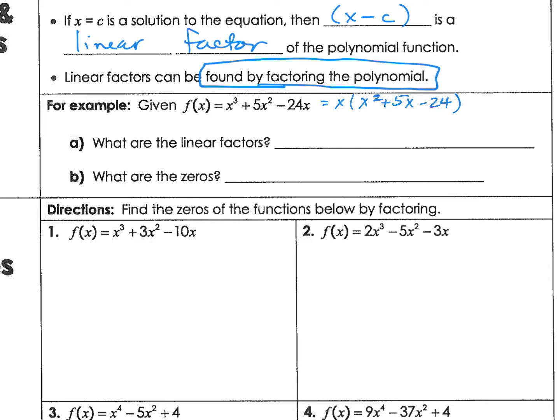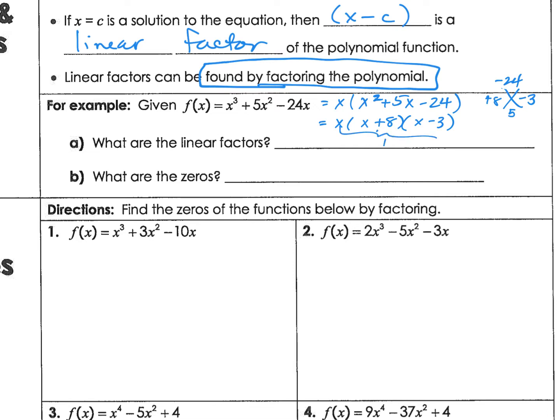24? What two factors of 24 add up to positive 5? 8 and negative 3, right? Okay, think about it. If you had negative 24 here and positive 5 here, that would be positive 8 and negative 3, wouldn't it? Oh, sorry. Let me get this to where it looks right. Negative 24 here. So positive 8, negative 3. So that means this is x, this is x plus 8, and this is what? X minus 3, right?